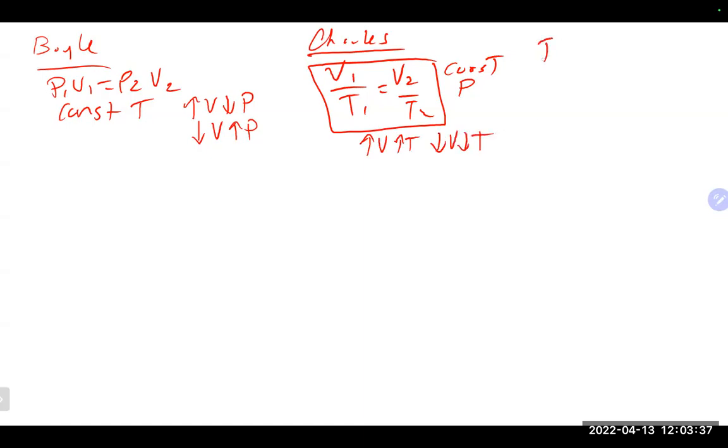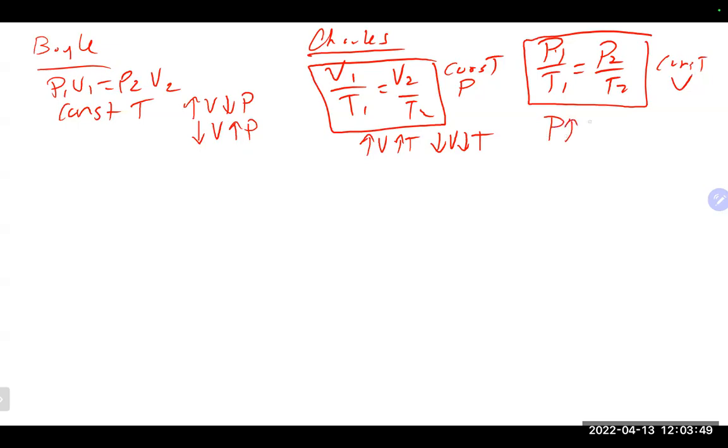We also had our P1 T1 equals P2 T2. This is at constant volume, and this has a similar relationship. Pressure goes up, temperature goes up, and temperature goes down, pressure goes down. Obviously, as we talked about earlier, we need Kelvin on each of these situations here, right?